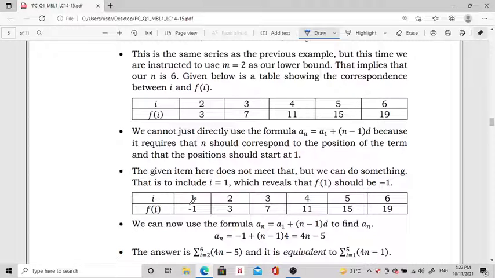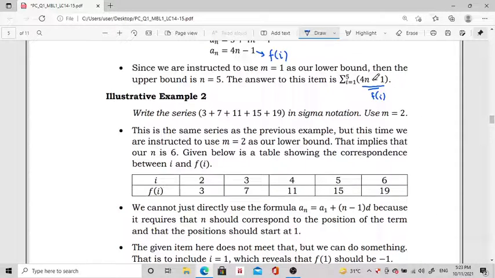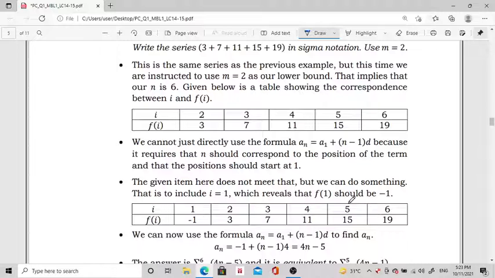And if so, yung a sub 1 natin should be negative 1. So, using the formula, a sub n is equal to a sub 1 plus the quantity n minus 1 closed quantity times d. Mahanap natin yung a sub n of the expression, and that is 4n minus 5. You see, it's also affected. The f of i, the general expression, is also affected. If here, we have 4n minus 1, here, we have 4n minus 5. And I hope you notice a pattern.